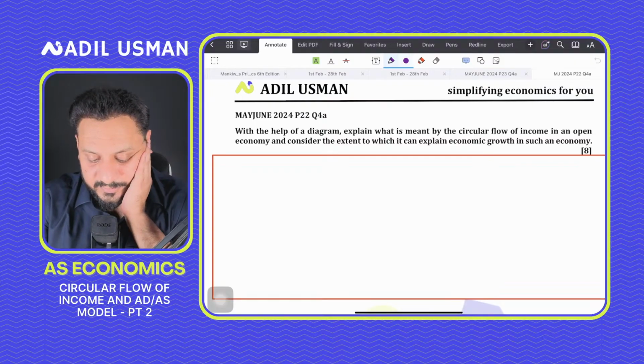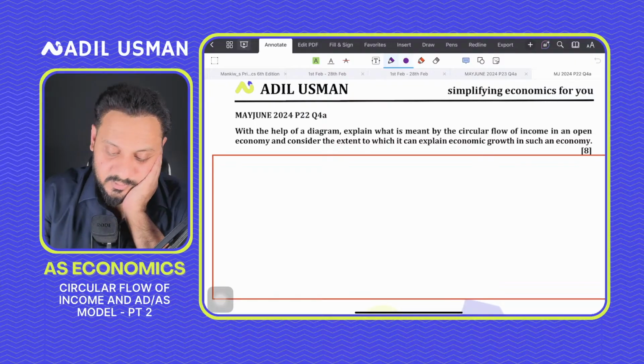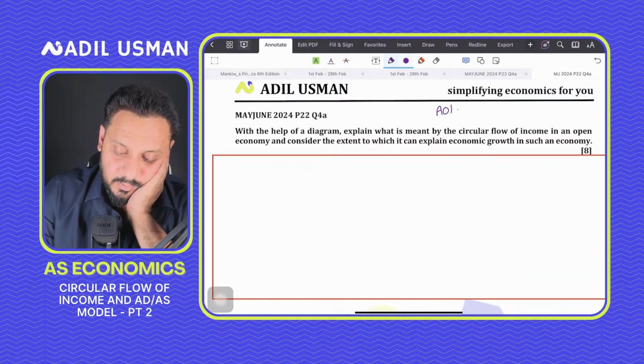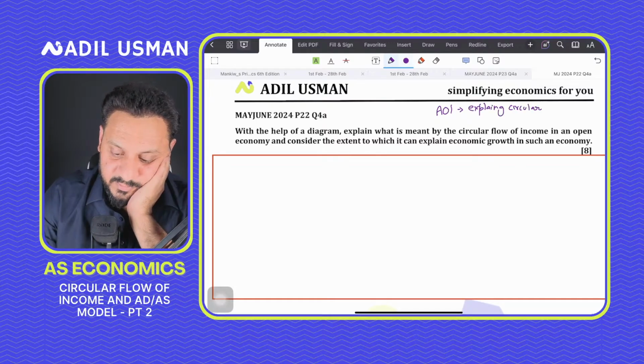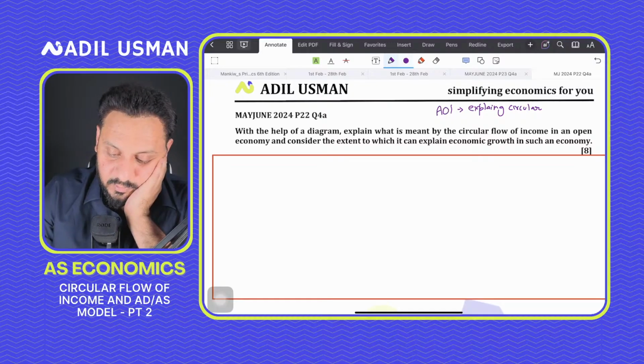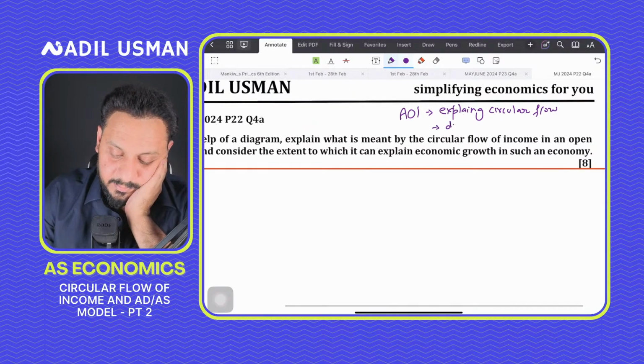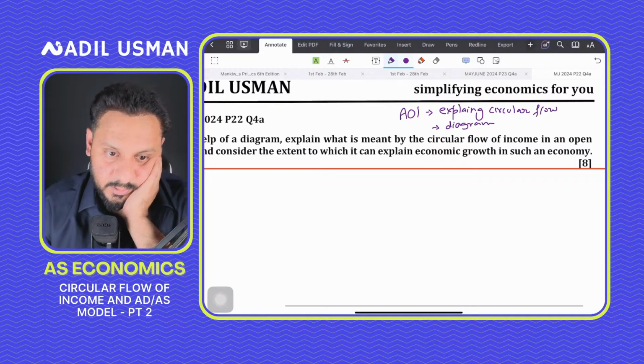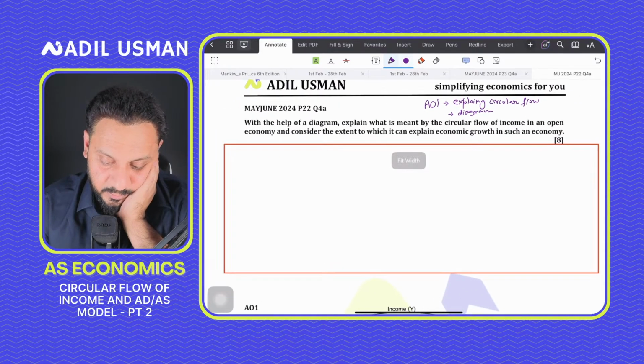So the question says, what is meant by circular flow? The AO1 would be you explaining what the circular flow is briefly, since only 3 marks are reserved for that. Circular flow, you would explain that. You will draw the diagram, right? That's what the question is basically asking you to do.